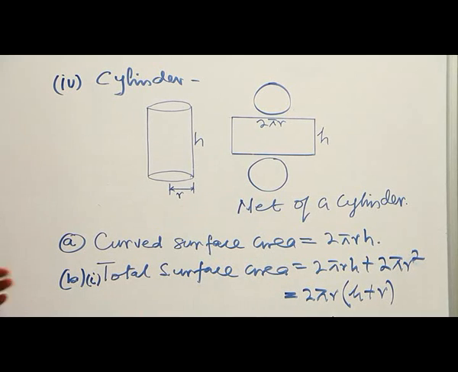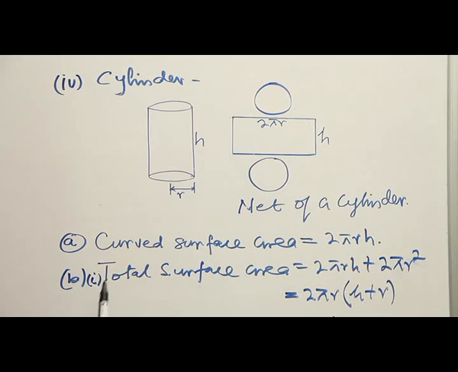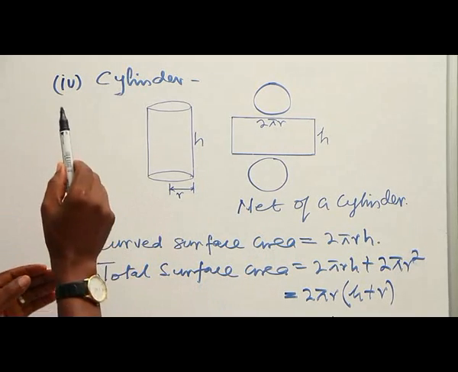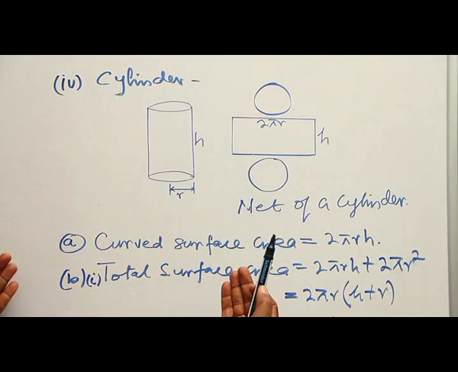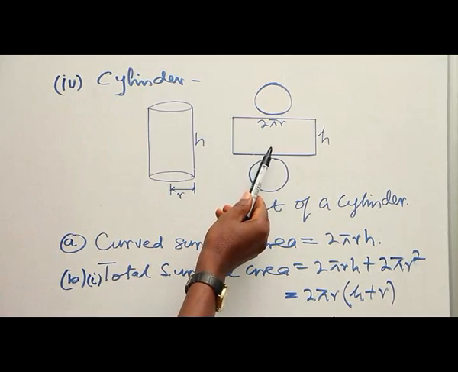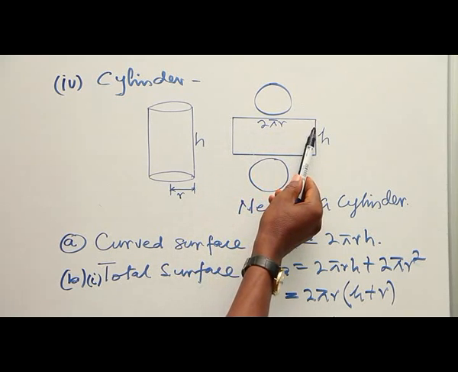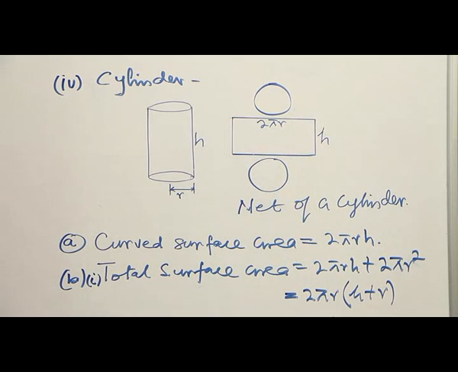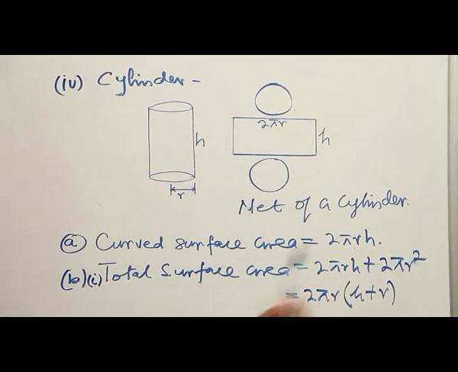Now let's look at the areas. We will consider first the curved surface area. The curved surface area is that curved body that you slice and stretch out to form a rectangle. And 2 pi r becomes the length of the rectangle, while h is the breadth of the rectangle. To find the area of that surface, you multiply the length by the breadth. That is why we have 2 pi r times h.